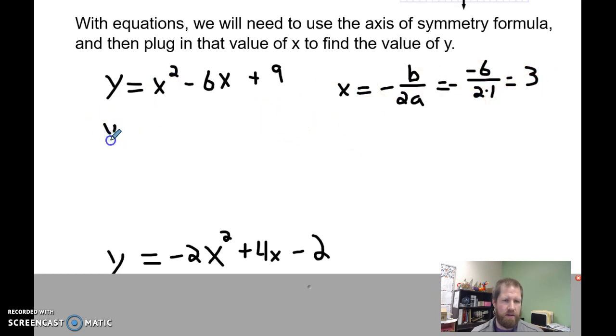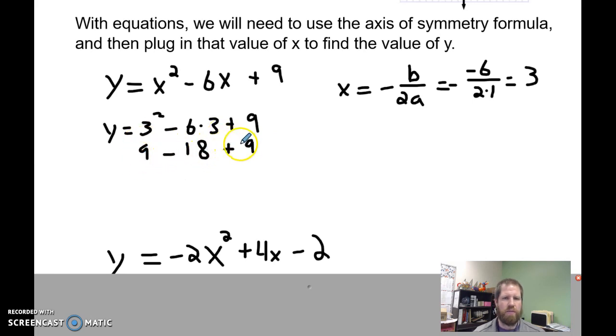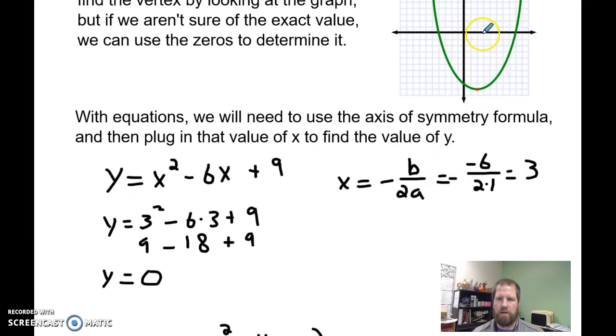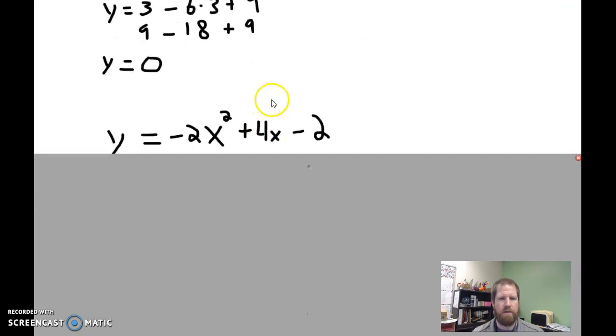I'm going to plug that in. So y equals 3 squared minus 6 times 3 plus 9. 3 squared is 9. 6 times 3 is 18. And a positive 9. So we've got 9 minus 18 plus 9. We've got y is equal to 0. So my vertex of my parabola ends up being at x is 3, y is 0. So right there, sitting on the x-axis. All right. Let's do another one.